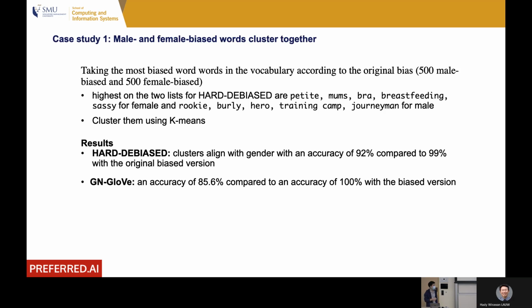The first experiment is that they take the top 500 male-biased and female-biased words and try to cluster them. The result shows that for hard debias, the cluster has an accuracy of 92% when aligned with gender, compared to 99% with the original biased version. For GN GloVe, the accuracy is 85.6% compared to 100% for the biased version. This concludes that after the debiasing methods, the word embedding still contains the gender information.